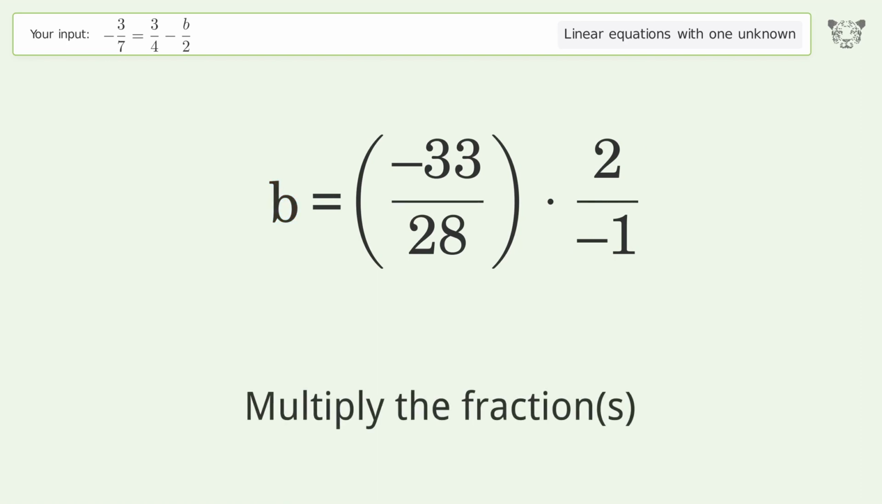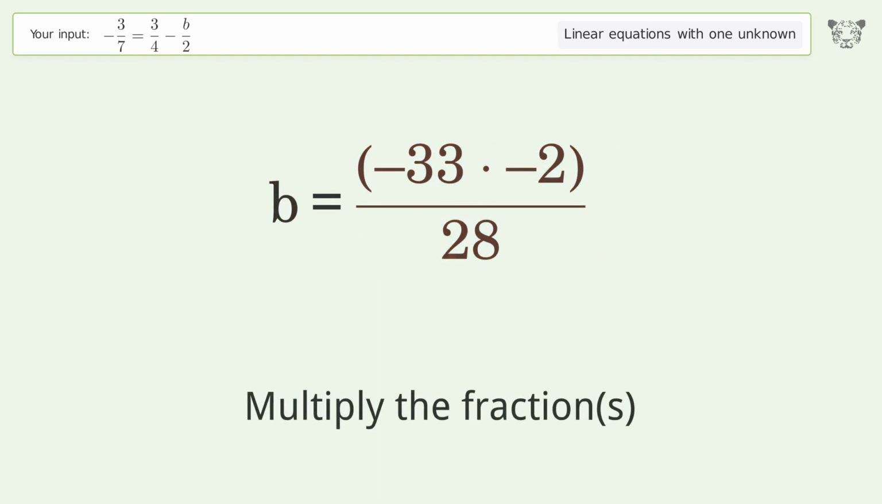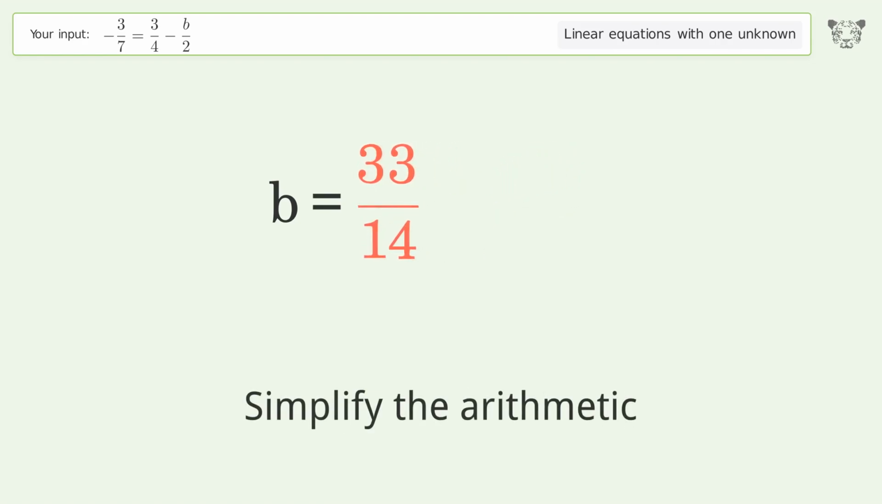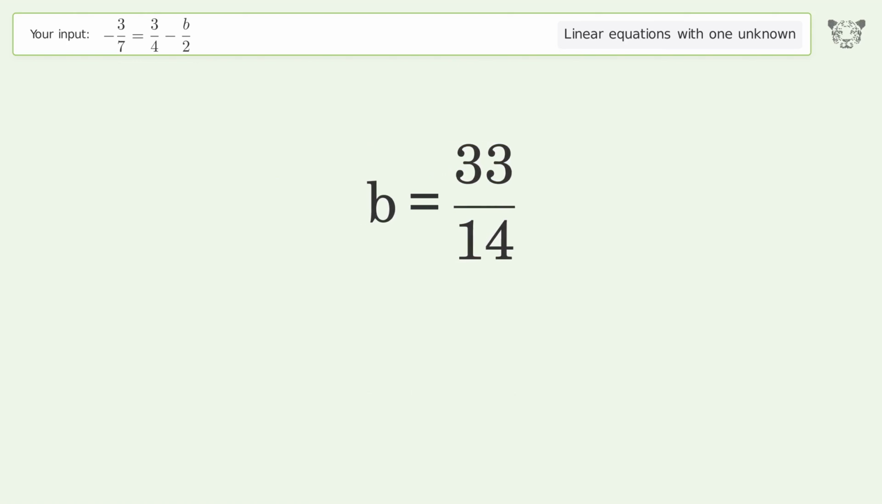Multiply the fractions. Simplify the arithmetic. And so the final result is b equals 33/14.